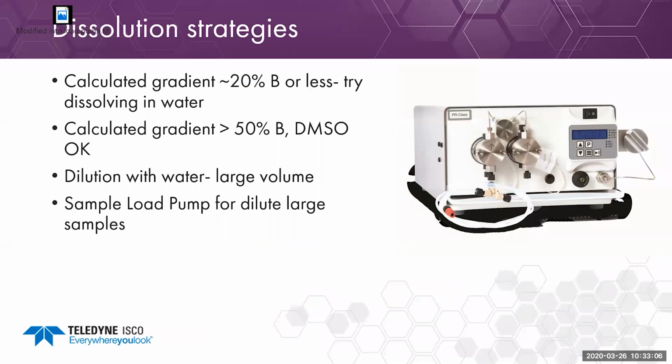Okay, some dissolution strategies over here. My calculated gradient shows the compound elutes in 20% or less B. Try dissolving a peptide in water. If your calculated gradient suggests that your compound elutes at greater than 50% B, DMSO is usually okay. If you're somewhere between 20 and 50% B, you could take your DMSO and dilute it with a bit of water, and you can maybe dilute it with quite a bit of water and use the simple load pump to load the sample.